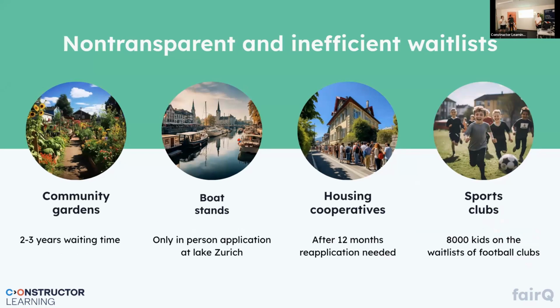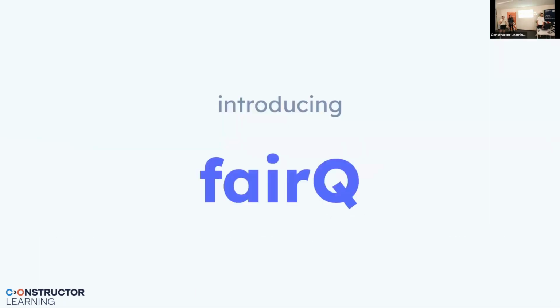We gathered a couple of examples from Switzerland. As you can see, community gardens have a waitlist up to 3 years. I mean, that's just a long time for applicants not getting any updates. And some housing cooperatives delete their waitlist after 12 months, so you need to reapply. I think we can all agree that applicants and managers of waitlists both need a better solution. We are presenting FairQ. FairQ is a platform which offers a transparent and efficient solution for applicants and managers of the waitlists. And now let me hand it over to Sneha, who's going to walk you through the demo.